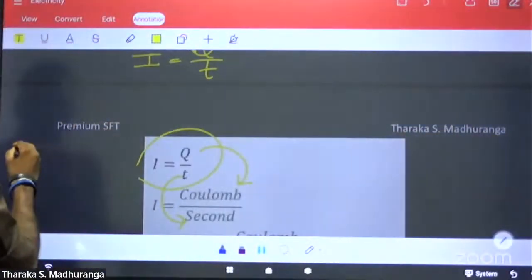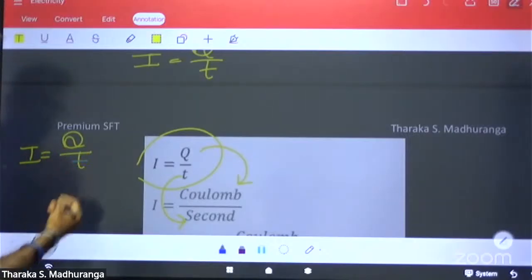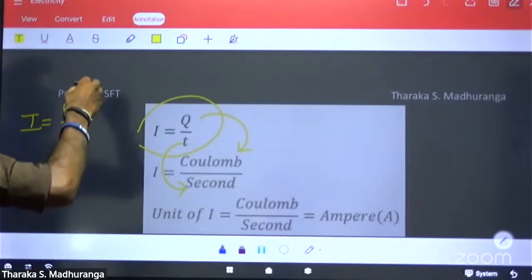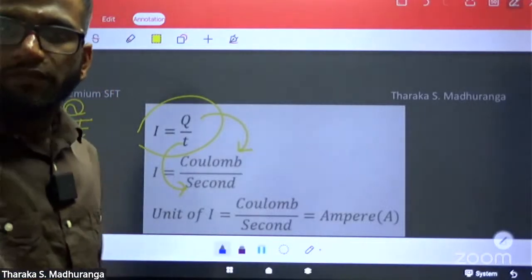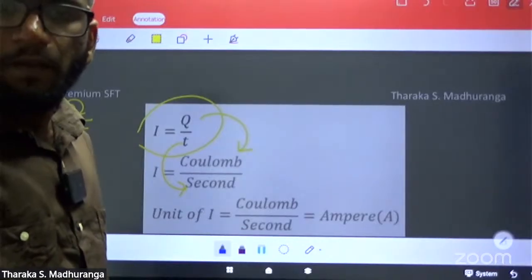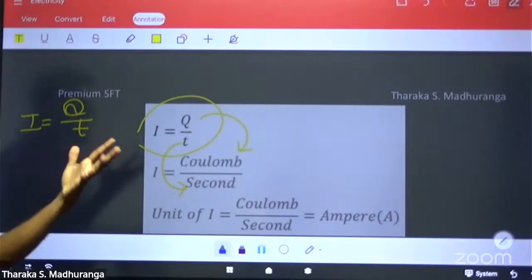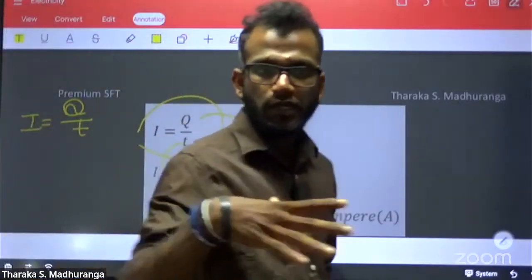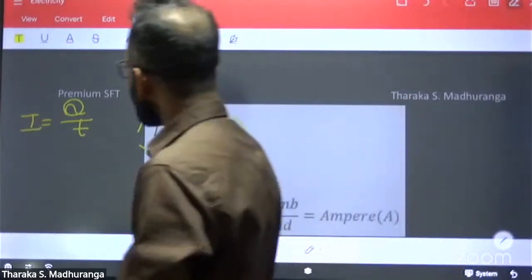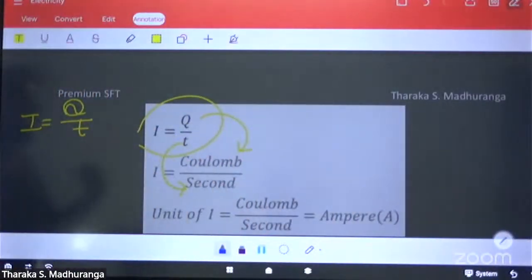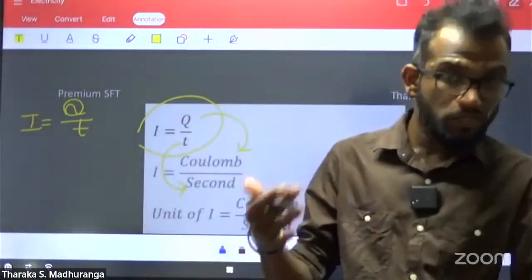Then I equals Q over T, the amount of charge within unit time, the rate of charge passing into a conducting rod. That means, in other words, the amount of charge passing through a conducting rod within unit time.